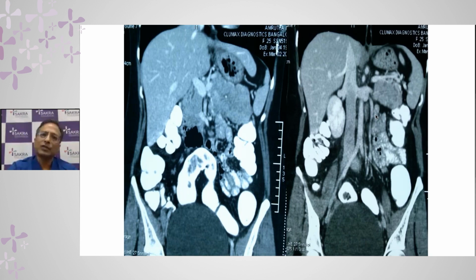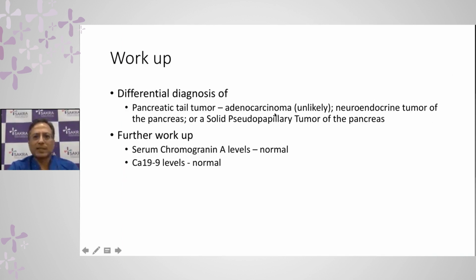The differential diagnosis is either a mucinous cystadenoma or a SPEN, a solid pseudopapillary neoplasm. So adenocarcinoma is unlikely. It could be a neuroendocrine tumor or a SPEN tumor. So we did serum chromogranin levels, which if elevated would indicate a neuroendocrine tumor. In this case, it was normal. CA19-9, which is a tumor marker, may tell whether it is an adenocarcinoma; it may be elevated in that. So we have ruled that out, and most likely it is a SPEN, or a solid pseudopapillary neoplasm.